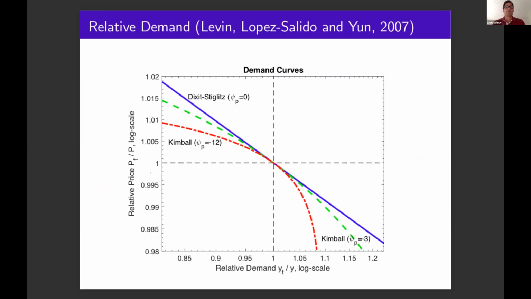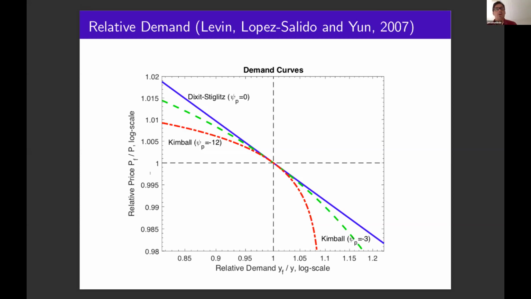So we can look at how this looks in this simple graph. You have relative demand on the x-axis, so Y_f over aggregate Y, log scale. And then you have relative price on the y-axis. And when you set this psi_p equal to 0, you have just a linear relationship, right? It's a linearized relationship. So it's standard. So that demand elasticity between relative demand and relative price is constant.